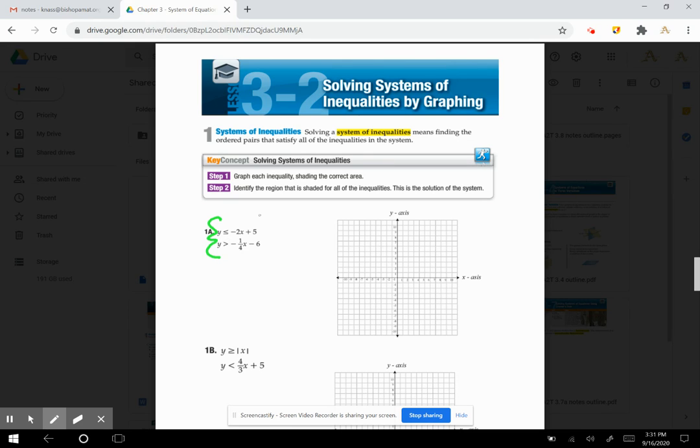y is less than or equal to negative 2x plus 5. So less than or equal to, you should shade below and use a solid line. Okay, so let's start at 5, go down 2 to the right 1, and up 2 to the left 1. Solid line, and y is less than, so it's all down here.